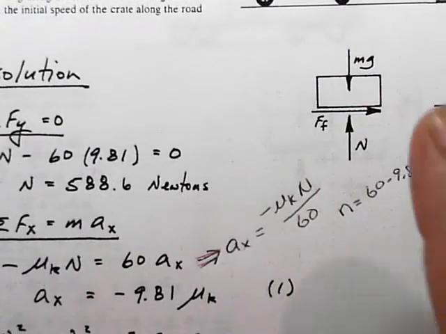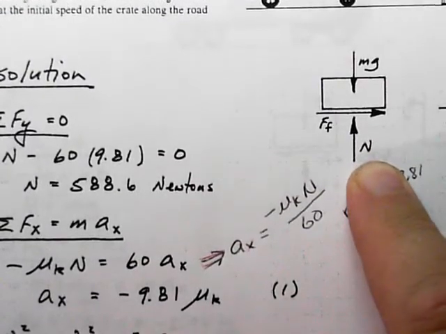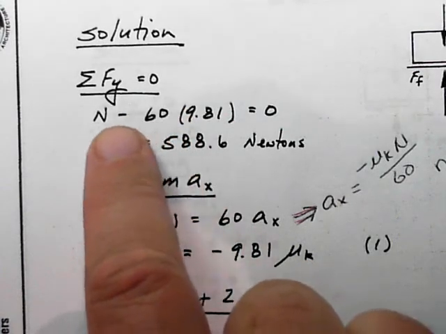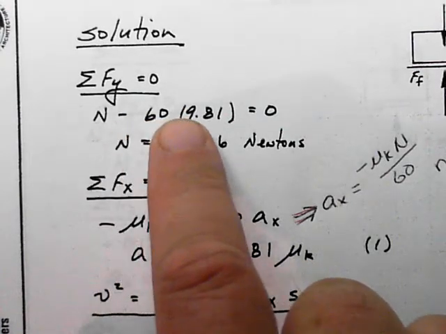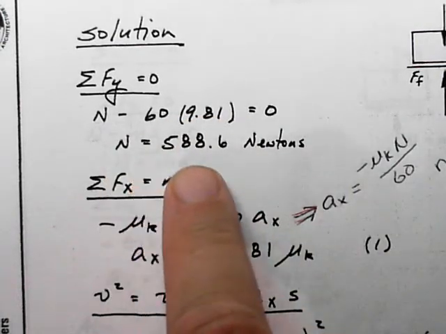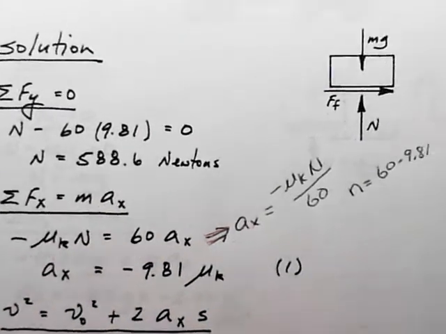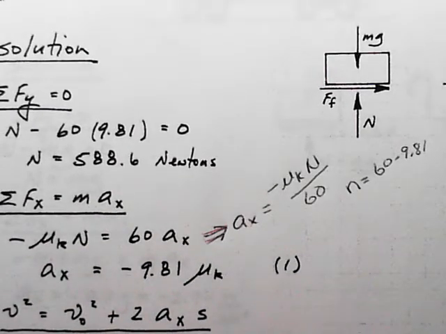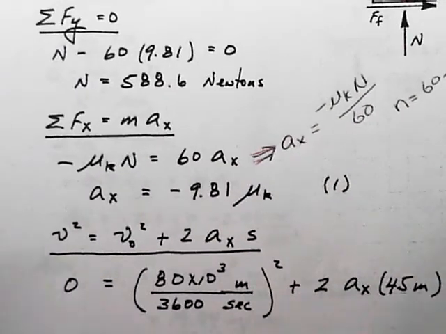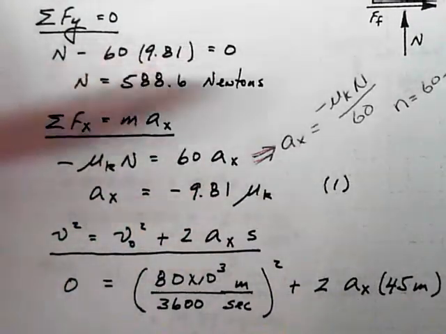Alright, so sum of forces in the y on this thing is simply going to tell us that the normal force is equal to gravity. So sum of forces in the y equals 0 because there's no motion in the y. Normal force minus the weight, mg, is equal to 0. And so here's our normal force of 588.6 newtons. Sum of forces in the x only involves the friction force acting in the negative direction. So minus mu N is equal to 60 times the acceleration in the x direction.